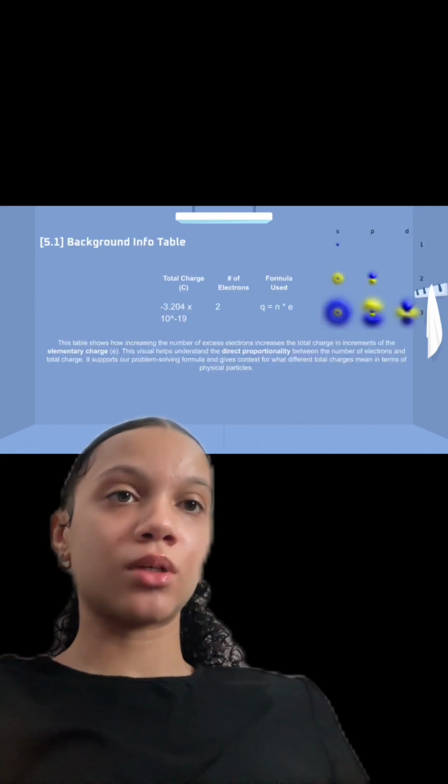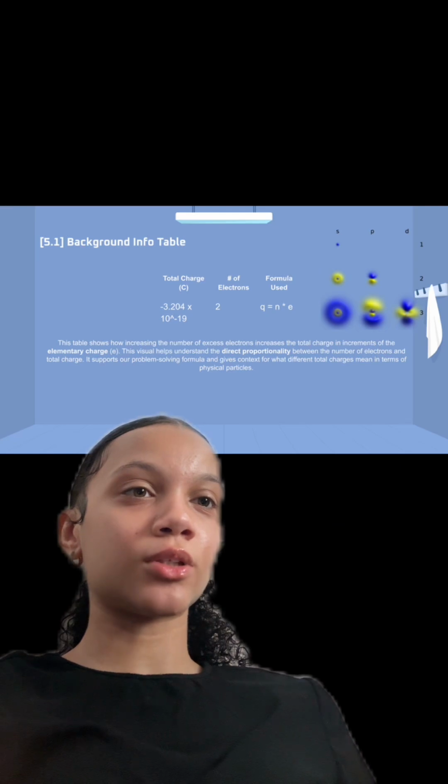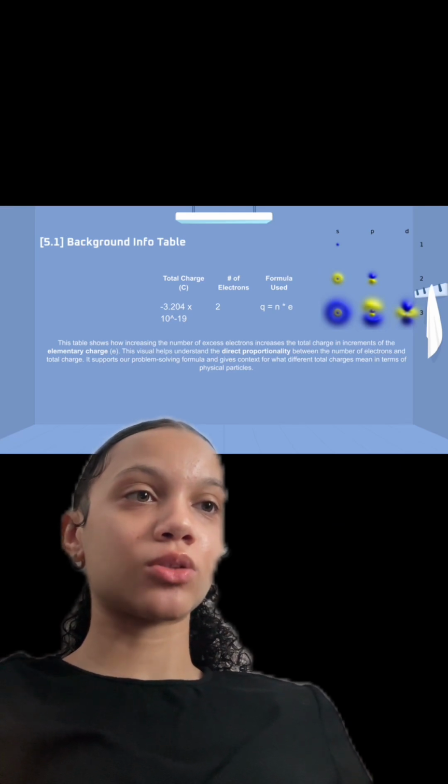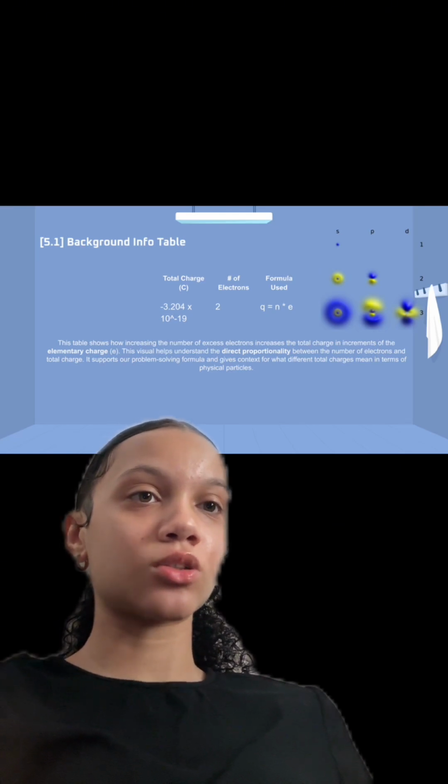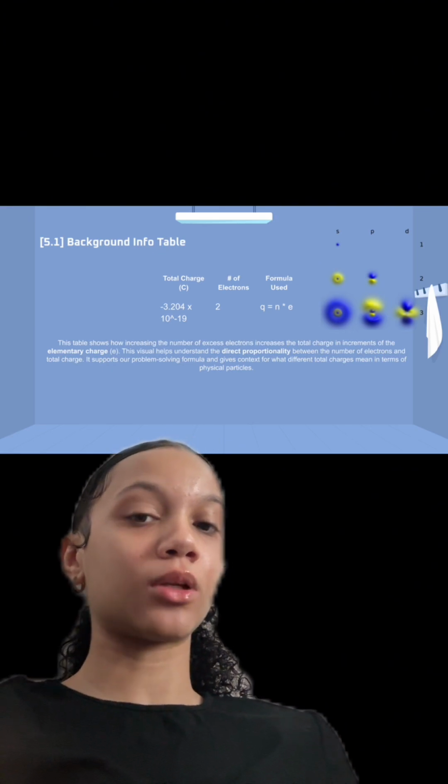Background info table. This table shows how charge increases with more electrons. It's a straight line relationship since each extra electron adds the same charge, negative 1.602 times 10 to the negative 19. This visual helps you see how the formula works.